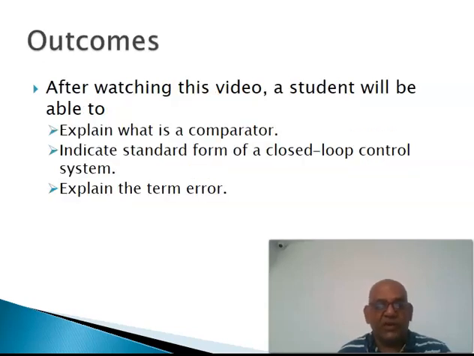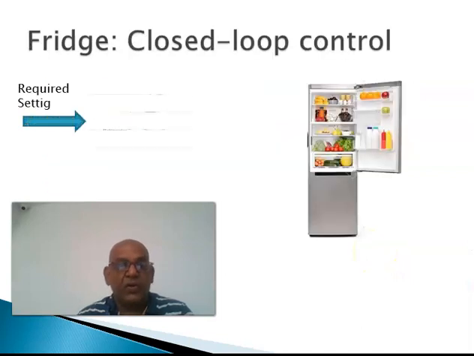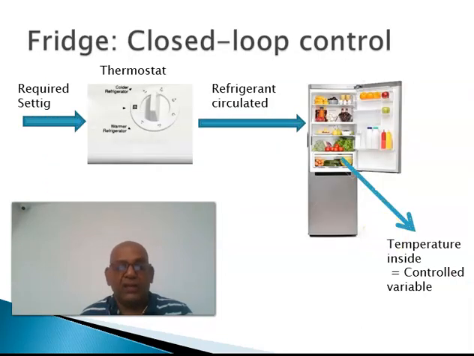After watching this video, perhaps you will be able to explain what is a comparator, indicate in standard form a closed loop system, and explain the term error. With that said, let us jump into the video by considering the example of a refrigerator. We are calling it a closed loop system, and we'll once again see what we mean when we say it is a closed loop system.